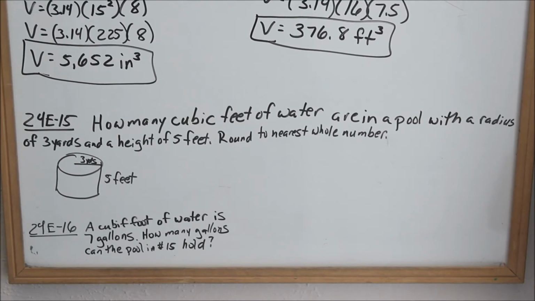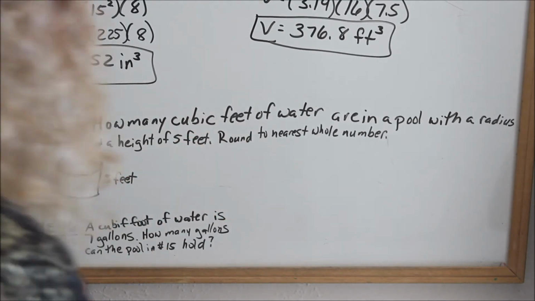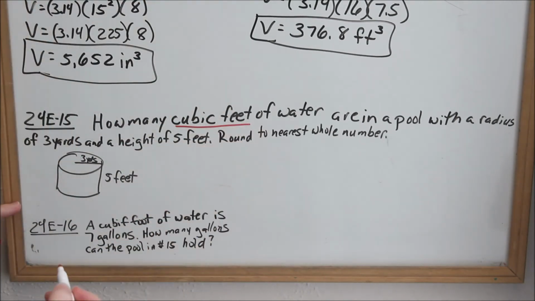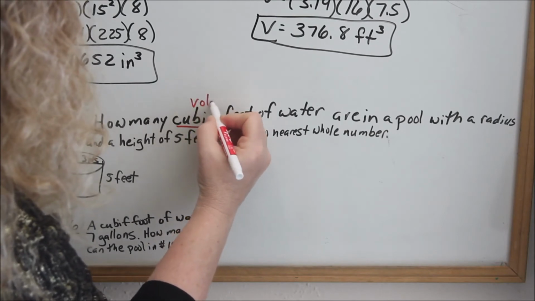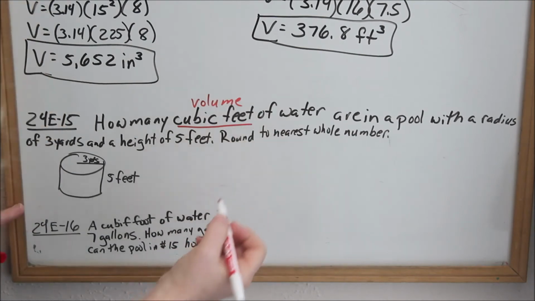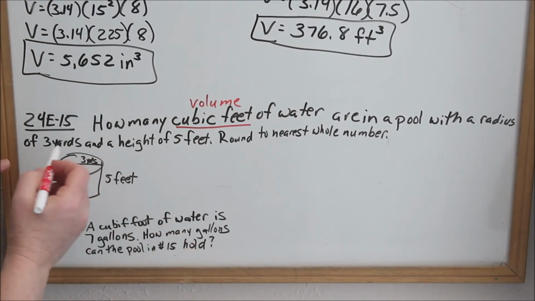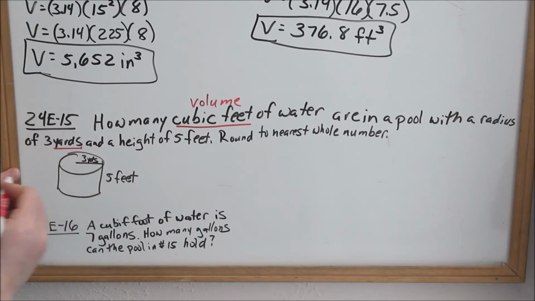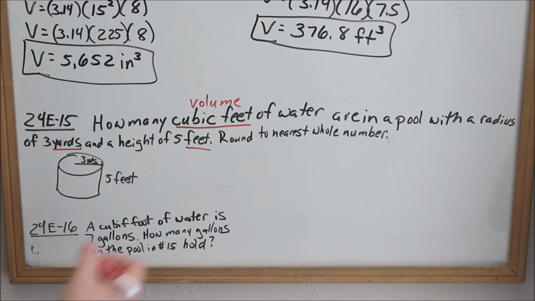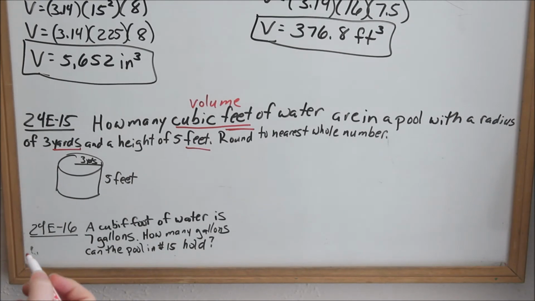24E15, word problem. How many cubic feet of water? How many cubic feet? Cubic feet represents volume. So this means you're wanting volume. What is the volume of the water? How many cubic feet of water are in a pool with a radius of 3 yards and a height of 5 feet? Round to the nearest whole number. Okay, it's asking for how many cubic feet. We want our final answer to be in cubic feet.